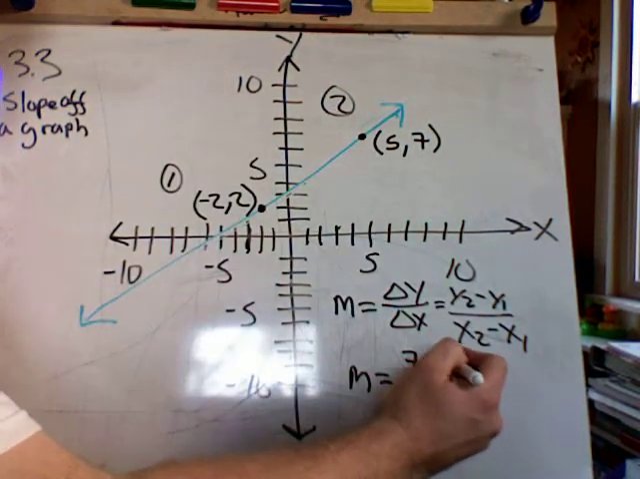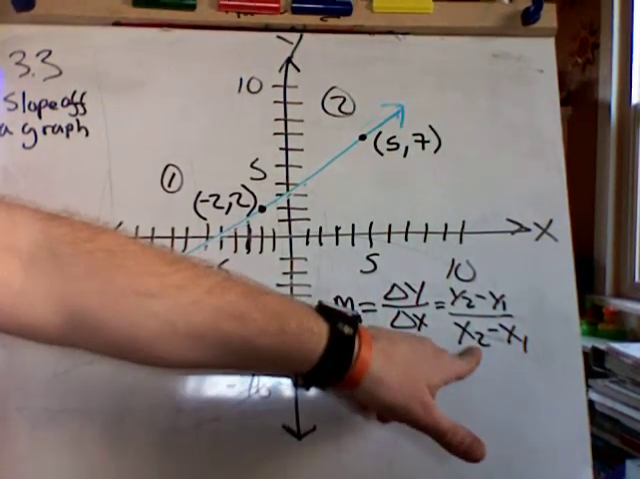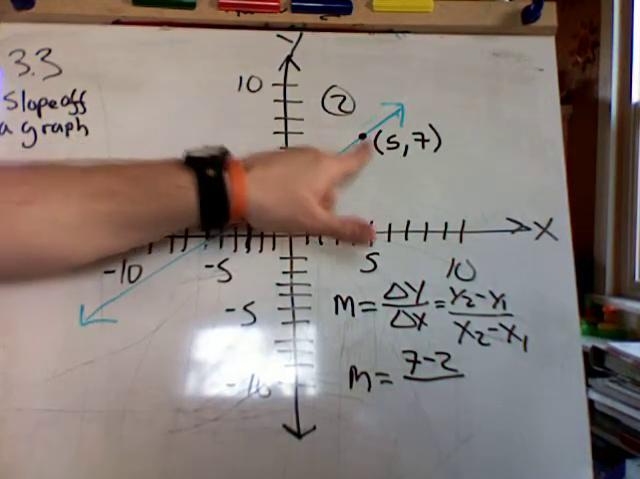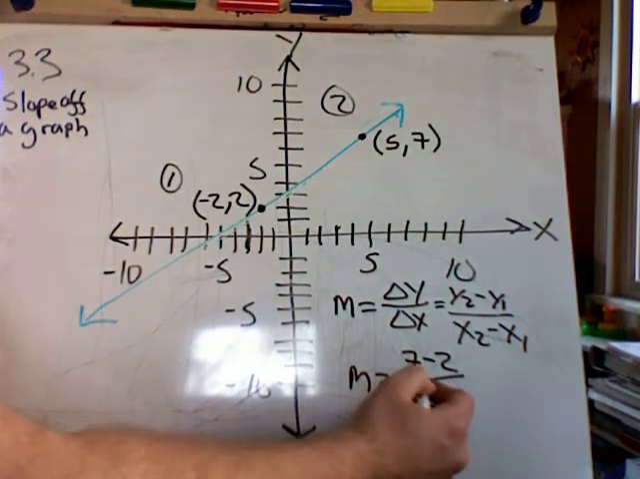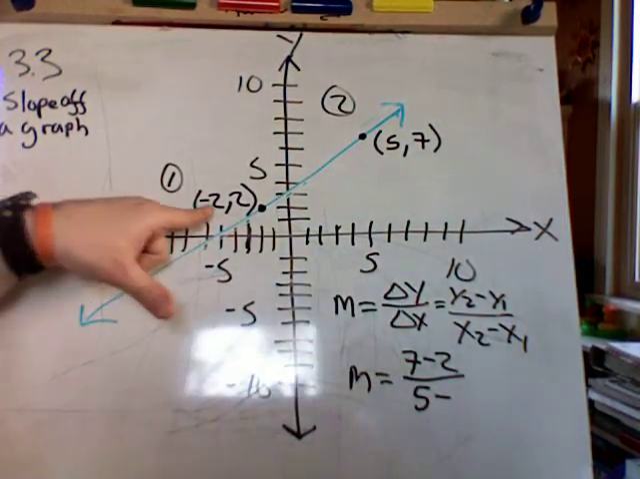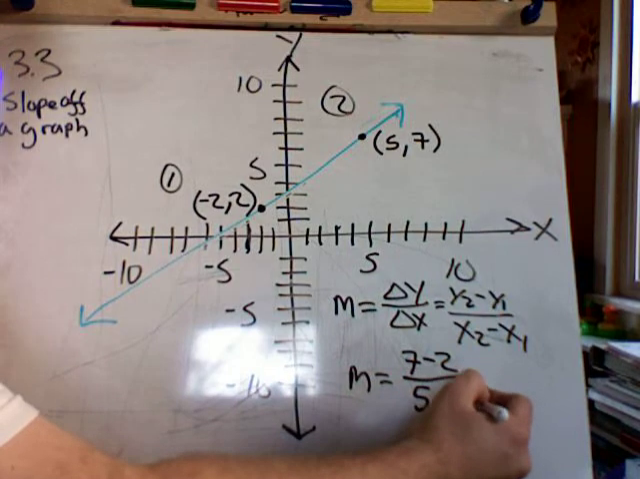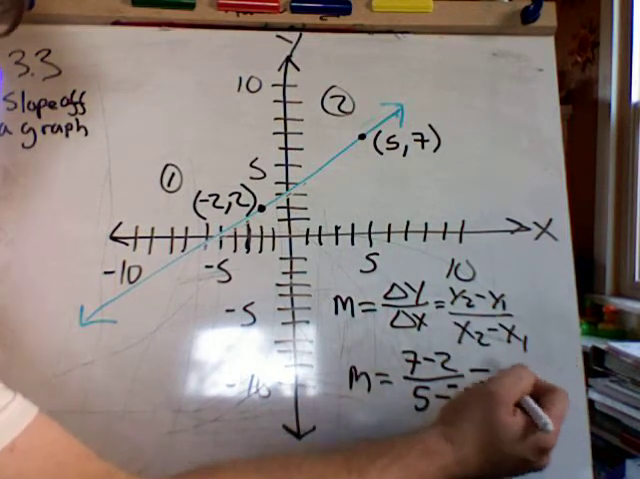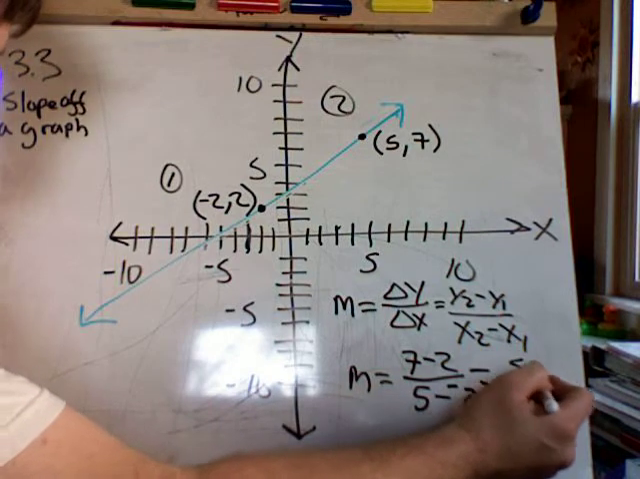I subtract a 2. Now I go to my x2 value. So here's the 2, there's the x. And I'm going to subtract my x1, and the x of the first point is a -2. So 7 minus 2 is a 5.